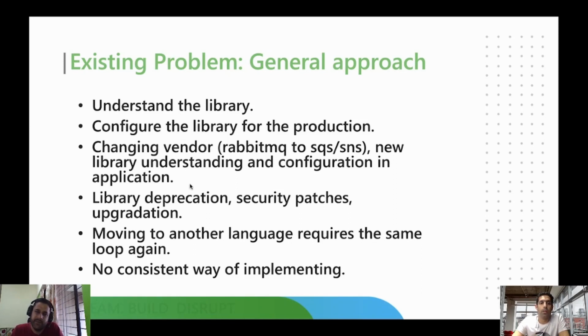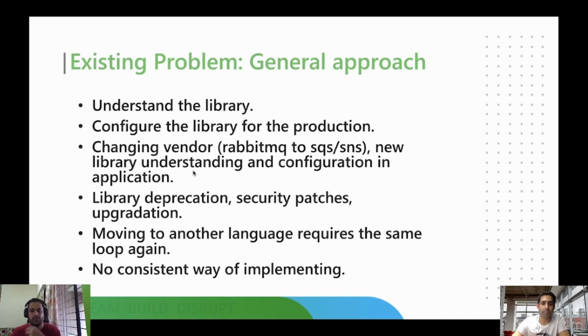Okay. During the lifetime of an application, there may be a chance that we change the underlying vendor. So in this example, if we are moving from RabbitMQ to AWS SQS, right, then again the developer has to learn a new library. He has to go through the documentation related to AWS SQS and SNS. He has to reconfigure it, right? The whole release cycle, we have to follow it again. And it is not just a library. You are making changes to your application code as well.